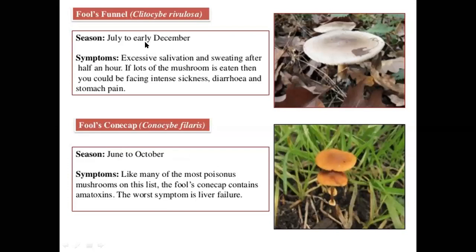Fool's funnel, that is Clitocybe rivulosa, season July to early December. Symptoms: excessive salivation and sweating after half an hour. बहुत ज्यादा सलाइवा रिलीज होना शुरू हो जाएगा और पसीना आना शुरू हो जाएगा. If lots of mushroom is eaten then you could be facing intense sickness, diarrhea and stomach pains.